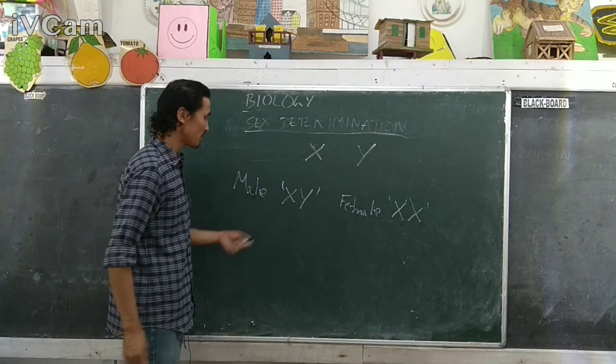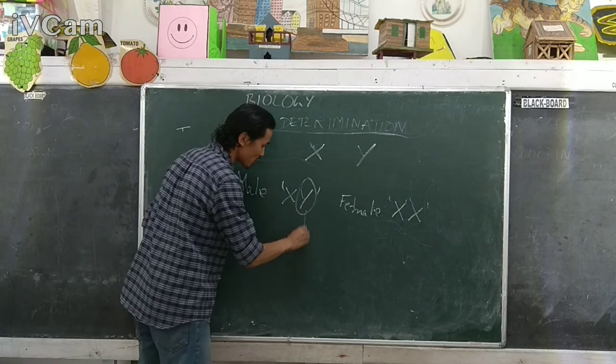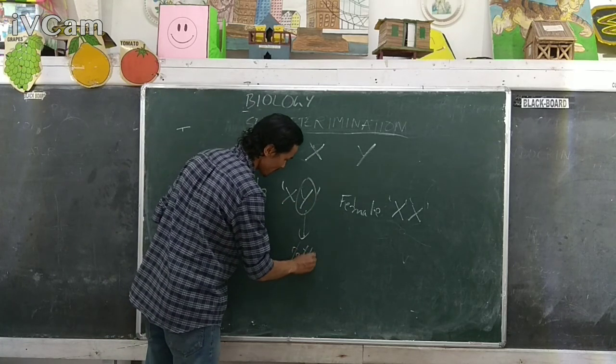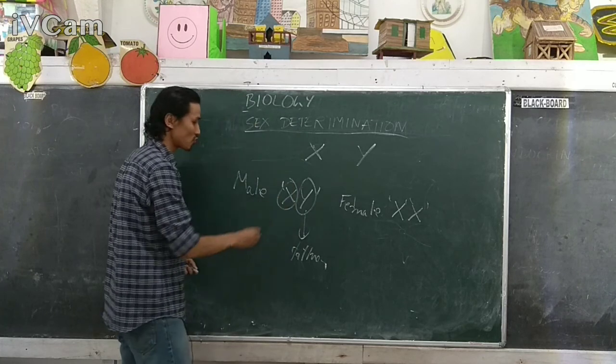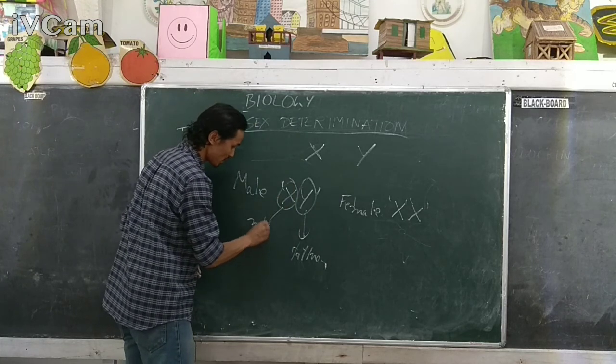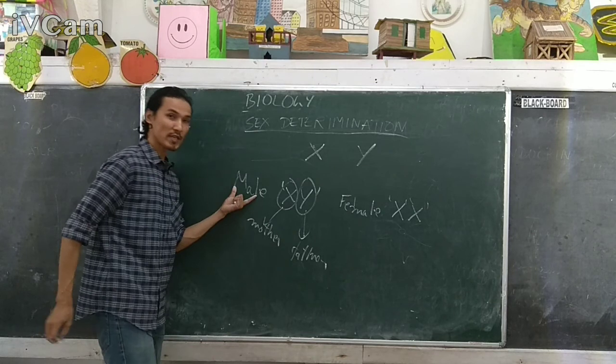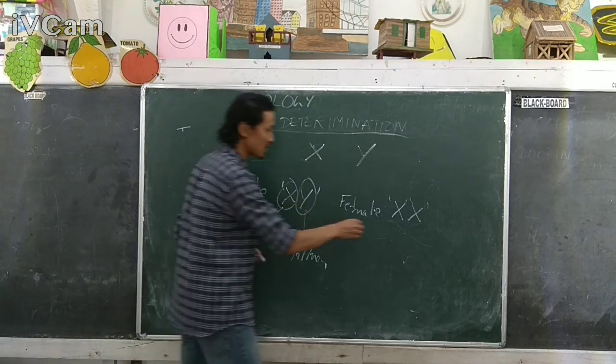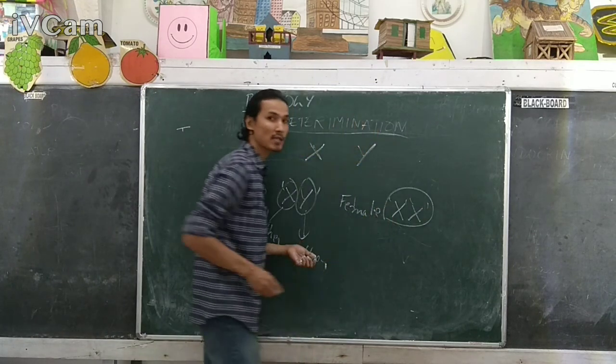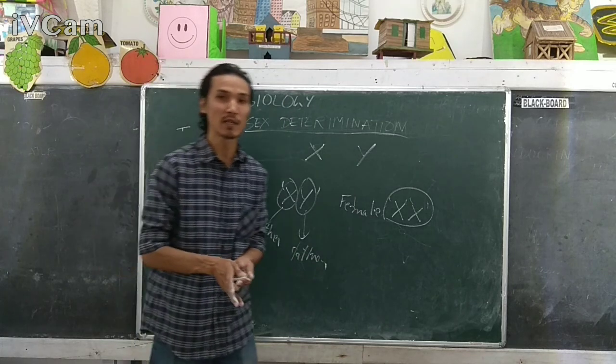But whereas in the case of a male, the Y chromosome is always obtained from the father, and the X chromosome is obtained from the mother. Males are heterozygous for XY, females are homozygous for XX. So we'll be continuing with this in the next class.